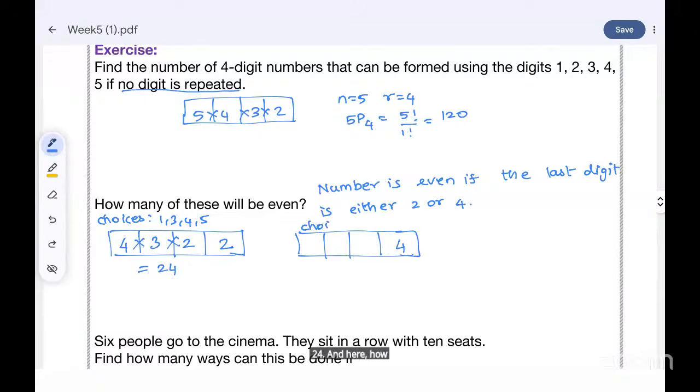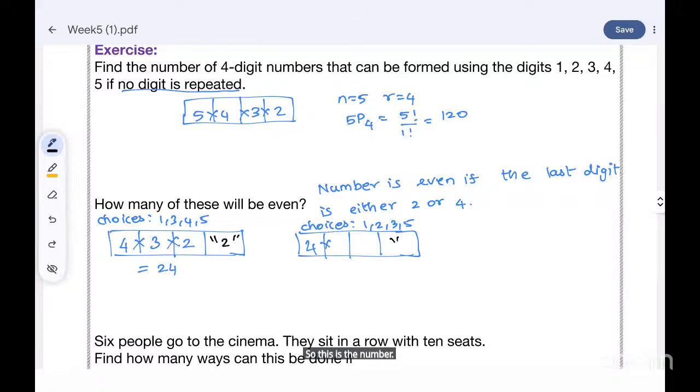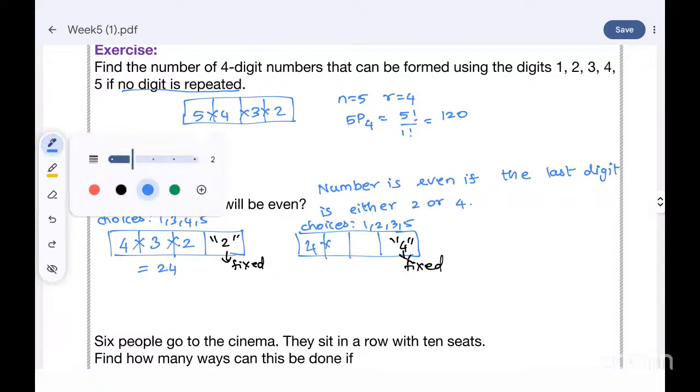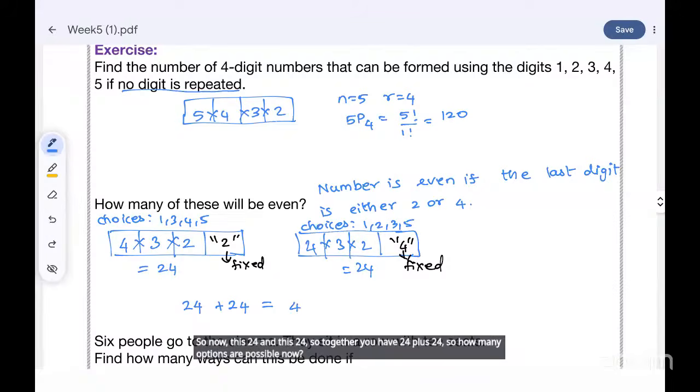And here how many choices again? 1, 2, 3, 5. These are the choices. Again, 4 choices only. So this is the number 2 and the number 4, and note that these are fixed. And here also the same, so here also 24. Now this 24 and this 24 together give 24 plus 24. So how many options are possible now? 48.